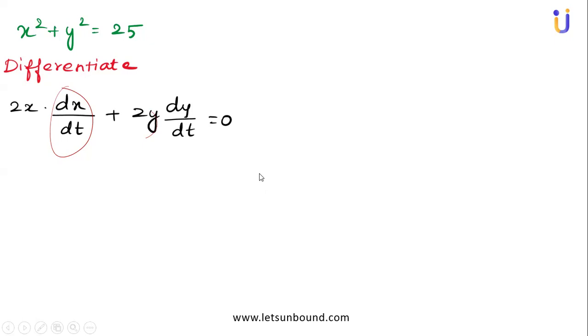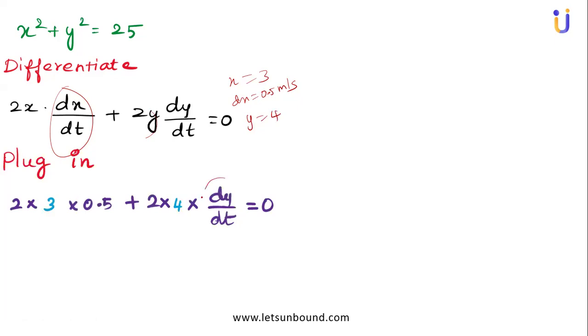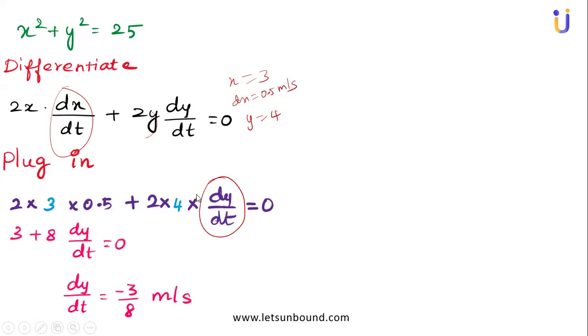Now plug in the known values. X is 3, dx by dt is, at that moment, this is the rate of change. Y is 4. When you plug in all this, your only missing thing is dy by dt. That's what we are trying to find. So simplify this. You get dy by dt is minus 3 by 8 meter per second.